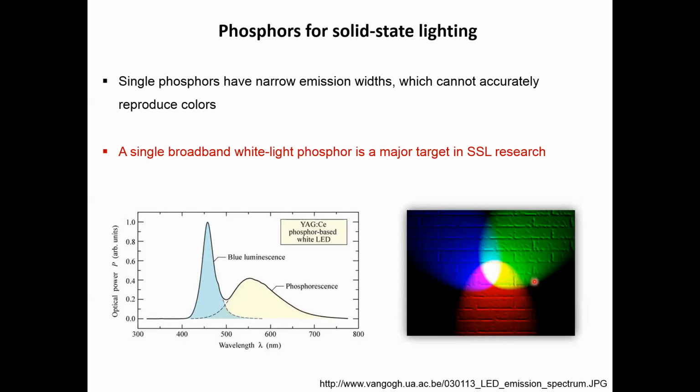So right now, we accomplish this by mixing colors. So we'll throw in a red LED, and we'll start adding more and more components until the emission becomes white. But there are all kinds of problems with having different components in your lighting device. You can imagine that if you have 3 different phosphors, what are the chances that all 3 will degrade at the same rate? That probably won't happen. So even though you start with white light, over time, the emission color will change. So a single material that emits broadband white light is a major target in solid state lighting research.